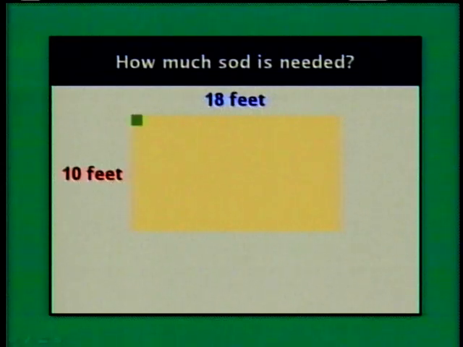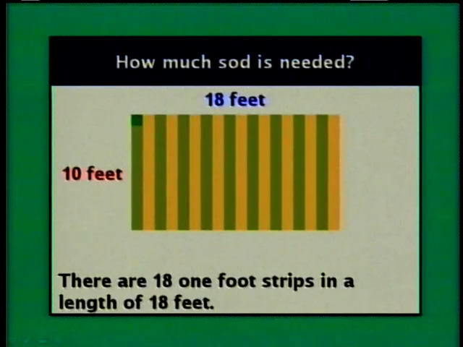And the question is, how many of these little squares am I going to need to exactly cover up the entire rectangle? Well, I can see that it's 18 feet across the top of the rectangle. Each one of those little green squares is 1-foot by 1-foot, so I'm going to need 18 1-foot squares in any given row to cover the rectangle from left to right.